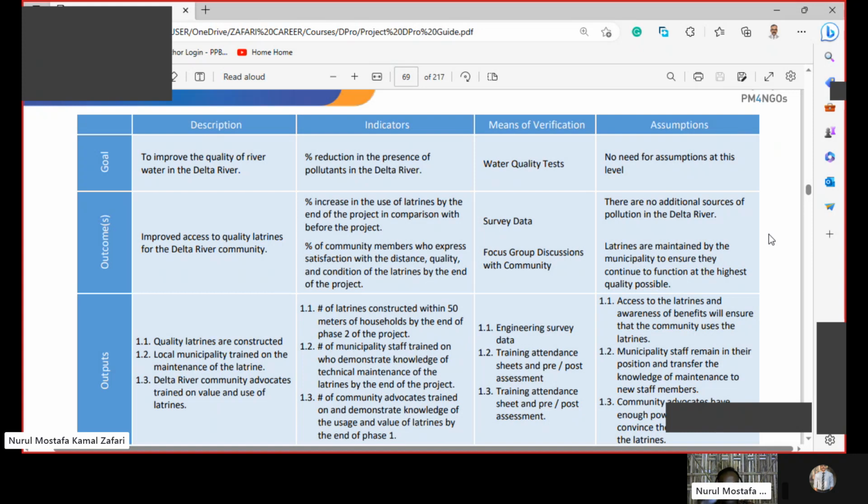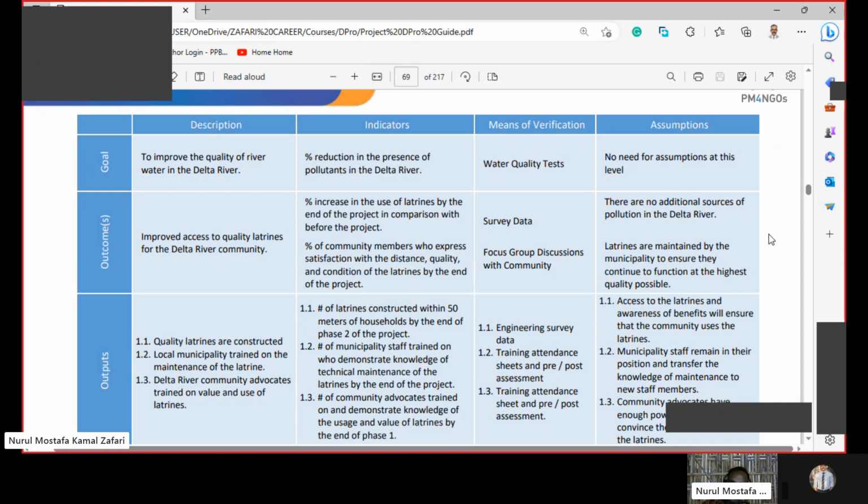Now, to make all these things true, we have to make sure that access to the latrines and awareness of benefits will ensure that the community uses the latrines. If the community doesn't use the latrines, we cannot achieve the outcome. We cannot hold our output true. Output should be achieved. We have achieved the output, but the assumption should hold true.